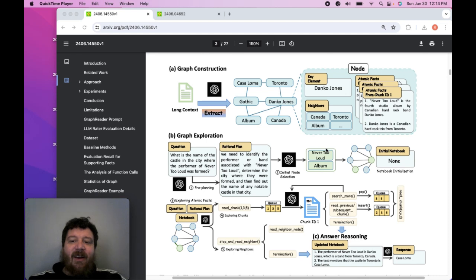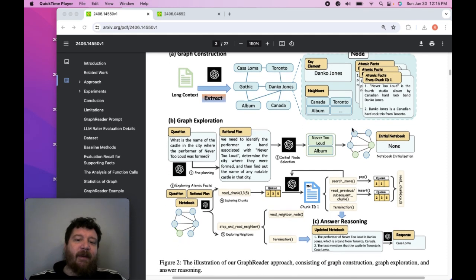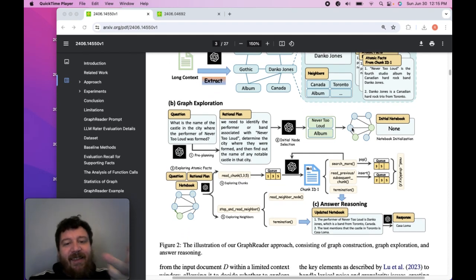And then this person, they essentially create concepts around the band. You can see that the key concepts are that this band is from Toronto. They have an album. They're from Canada. They're a gothic band. Danko Jones. I'm assuming that's the lead singer, or that's the band name. But the model is grounding on these key elements, right?